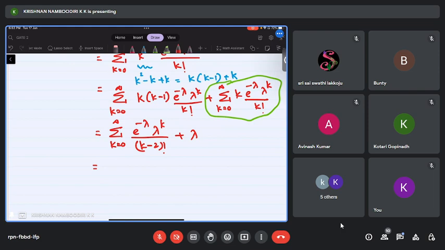Now you can take lambda square and e power minus lambda outside, summation k equal to, in this case, it will be lambda power k minus 2 divided by k minus 2 factorial.